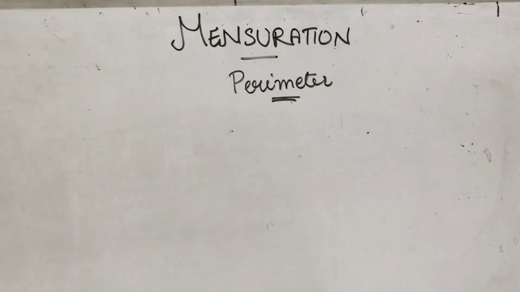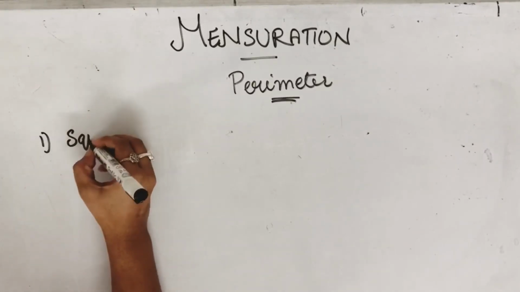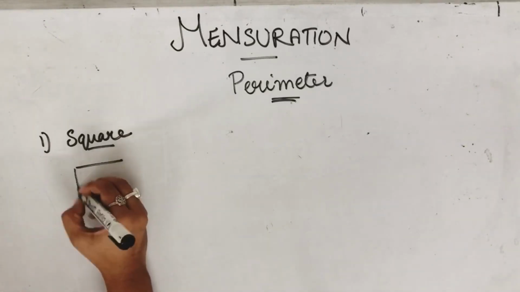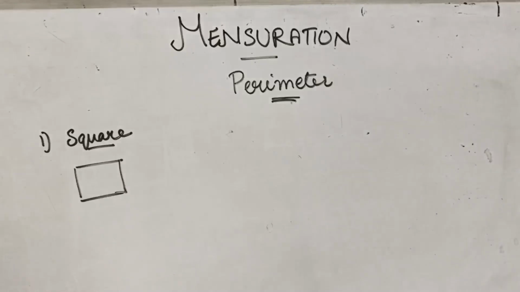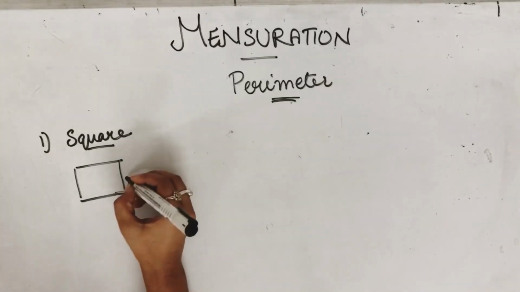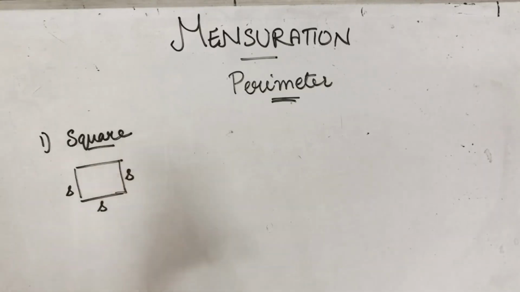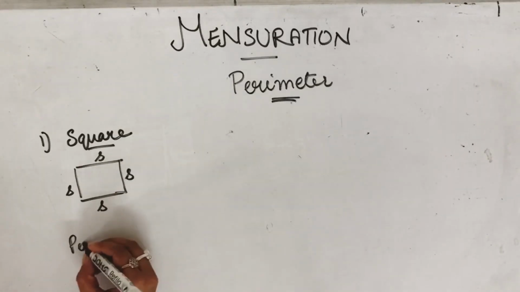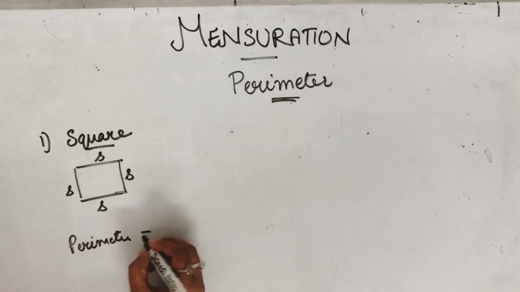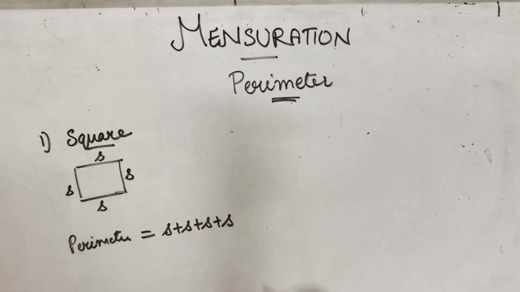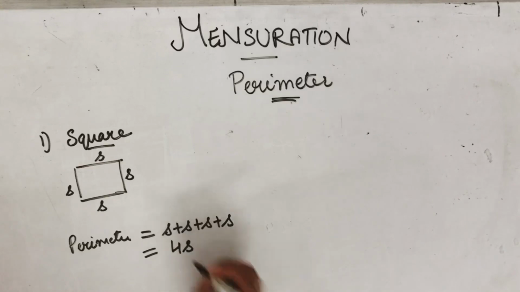So we'll write the formula of perimeter for few common figures. Like first one is square. We know that all the sides of a square are equal. If this is a square, so let's say the side of square is S. So if this side is S, so this will also be S, this will also be S, and this will also be S. So what will be the perimeter of this square? You have to add all the sides. S plus S plus S plus S. It will be equal to 4S.